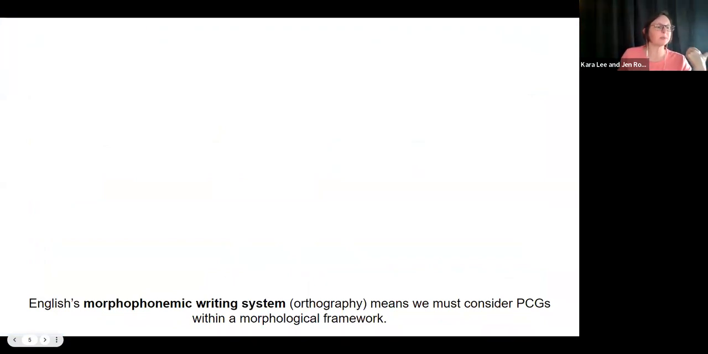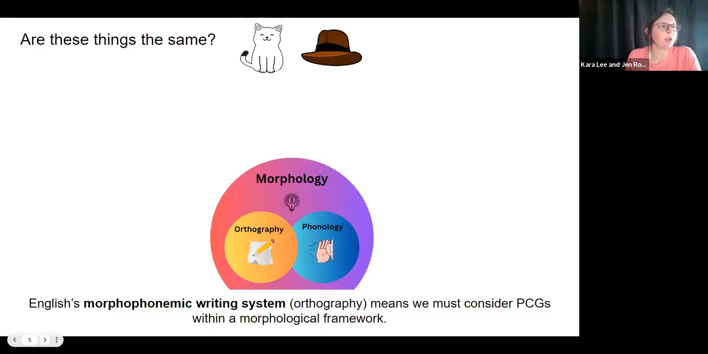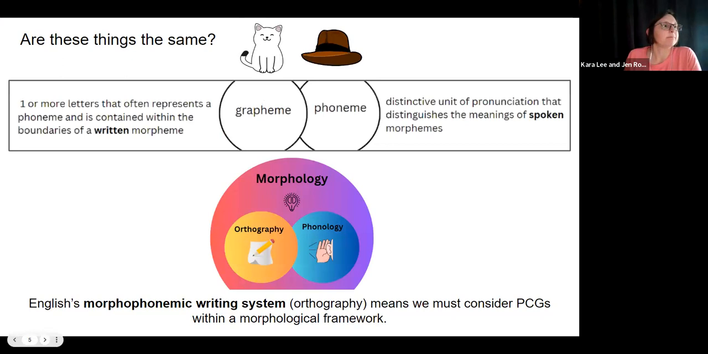Again, English's morphophonemic writing system, or orthography, means we must consider phoneme-grapheme correspondences within a morphological framework. So I want to ask you a question. Are these things the same? The things you see up here, are they the same? I'm seeing a lot of this, so that Shannon actually typed a no. Thank you, Shannon. Yeah, nope, they're not the same. That's not a trick question. I would not do that to you at 7:20 in the morning, my time. They're not the same, no.